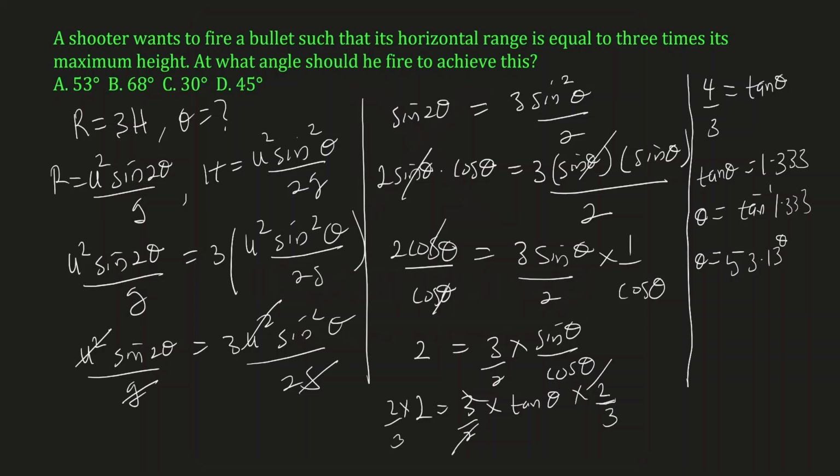If you put it in radian, you're not going to get this. So it means that the angle of projection that must be used for this shooter to get a range which is equal to 3 times the maximum height must be 53 degrees. And the correct answer is going to be A.